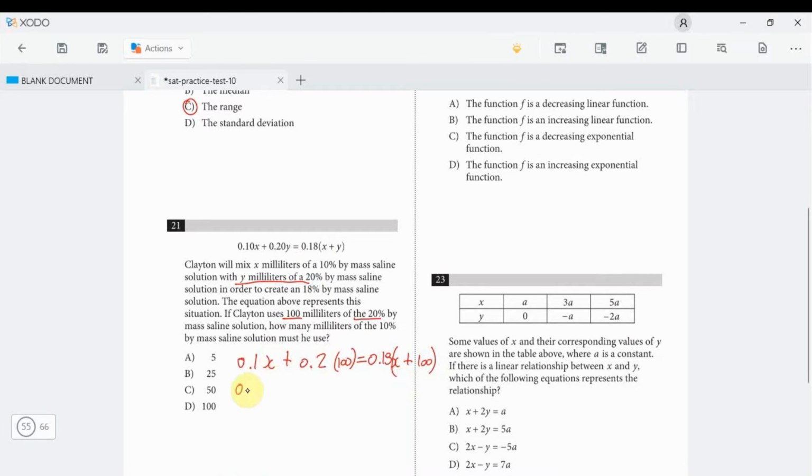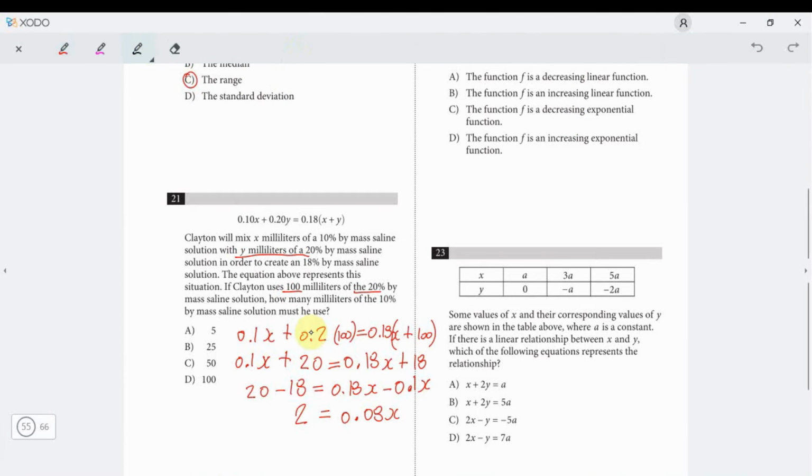Working that out, this is now 0.1x plus 0.2 times 100, which is 20. That's equal to 0.18x plus 0.18 times 100, which is 18. Bring the 18 over here, so it's now 20 minus 18 equals 0.18x. Bring the 0.1x over to the right side, because remember, you're trying to group like terms. Do the subtraction, that's 0.08x. 20 minus 18 is 2. So finally, we just need to divide both sides by 0.08.